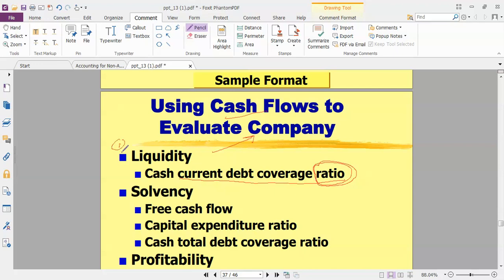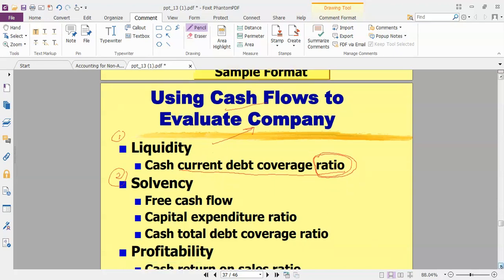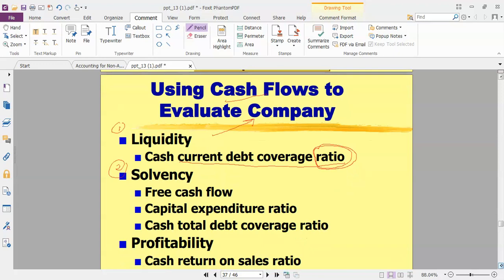So the first one is liquidity, and then the second one is solvency. Solvency means that there is enough money to use for operating the business. Free cash flow, capital expenditure ratio. We will see the ratio of the solvency that we can check for the company using the cash flow and then the cash total debt coverage ratio.